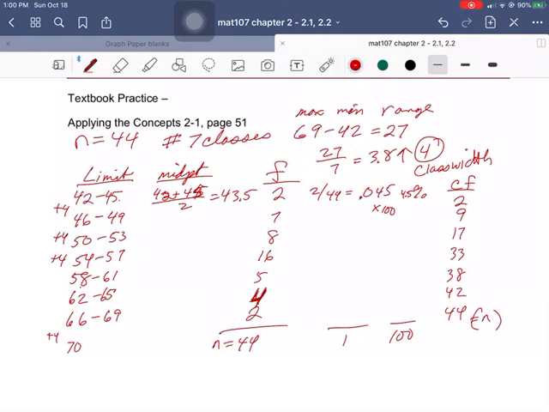So what can you say about the presidents' ages? You can say that most of them fell in the class or in the age group of 54 to 57. At this time, the oldest president fell in the 66 to 69 range when they were elected. The youngest fell in the 42 to 45 years old group.